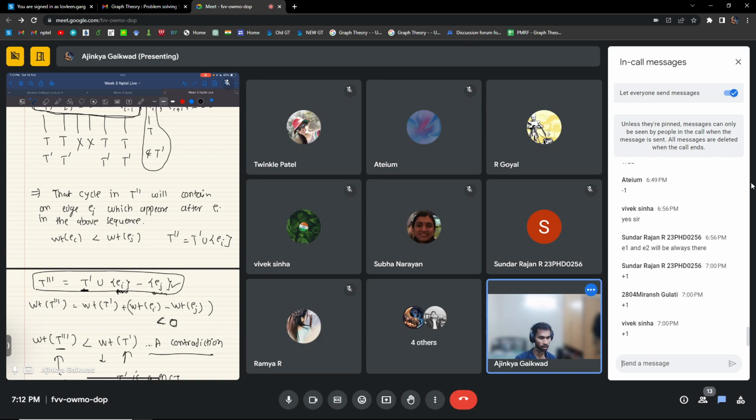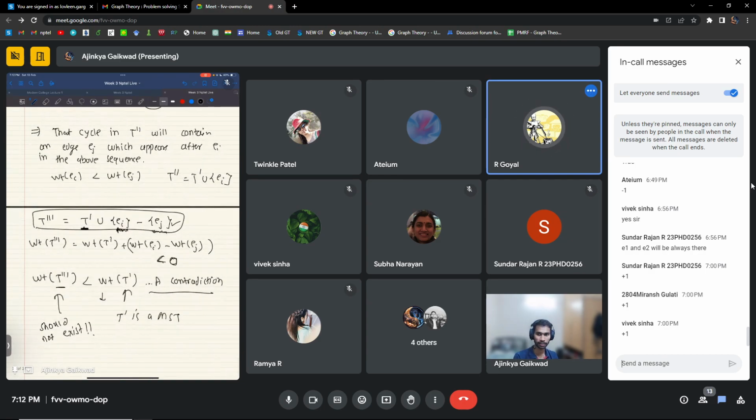Is it clear? Yes, it's clear. I understood. After writing this, the things became clear when you wrote T double prime is equal to this stuff here. Okay, great. So is there anyone who has any doubt?